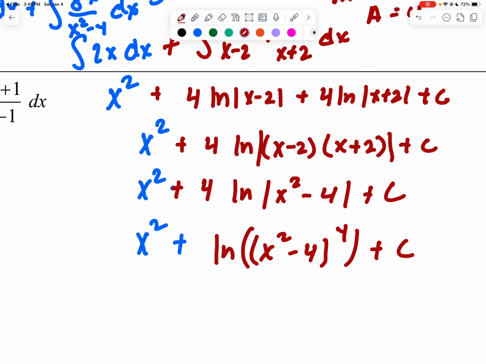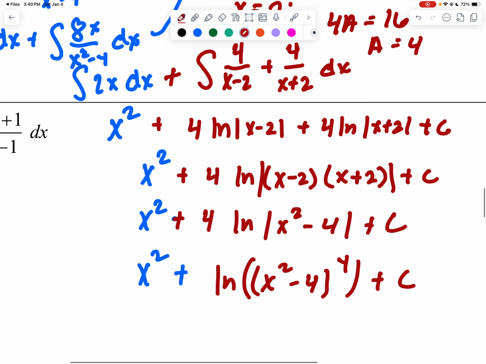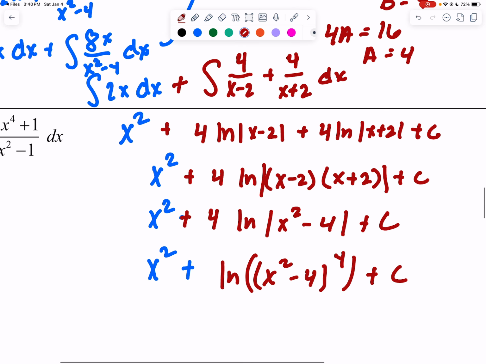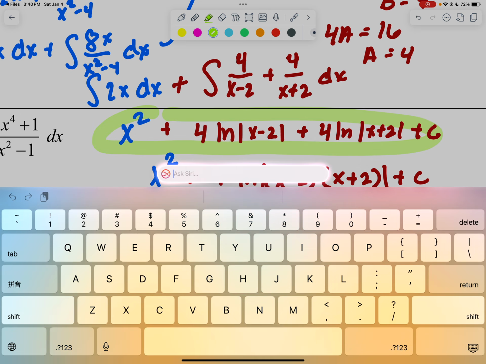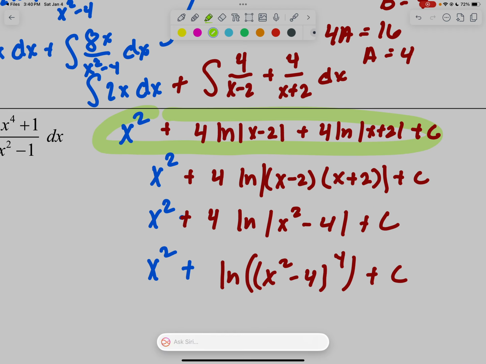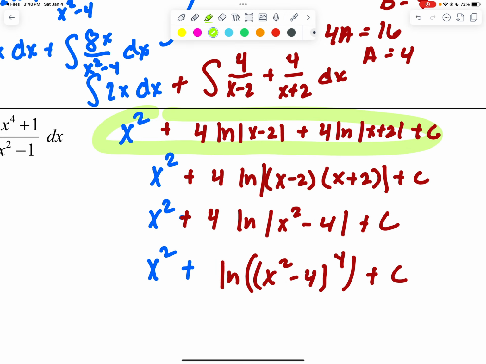As your final answer. Notice how I took away the absolute value bars because x squared minus 4 to the 4th will always be positive. But that's just a little practice on simplifying if you see it on the MCQ. If you leave it like this, I hope you don't. If you leave it like that, you'll be fine.